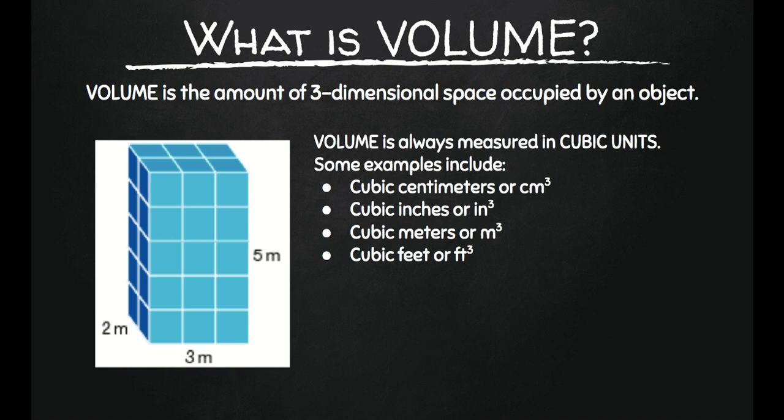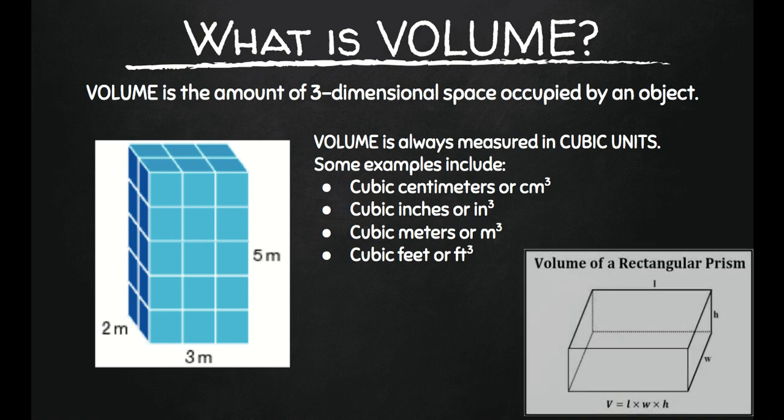Volume is always measured in cubic units. Some examples might include cubic centimeters, which we represent as centimeters cubed. We also have cubic inches, cubic meters, and cubic feet, just to name a few. The main thing is knowing that it is cubic or cubed units, so that exponent should always be a 3. And again, we have our formula here, which is the length times the width times the height to find the volume of a rectangular prism.